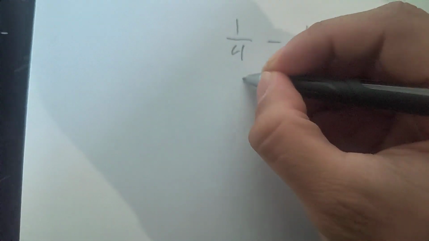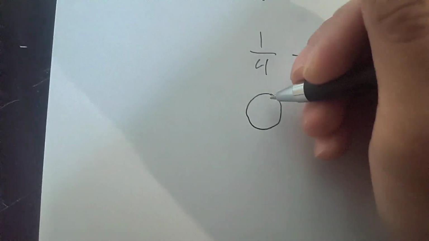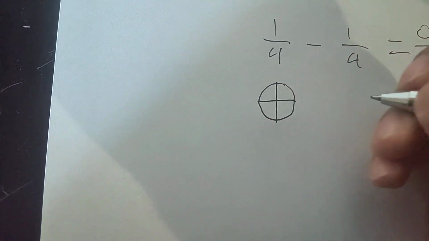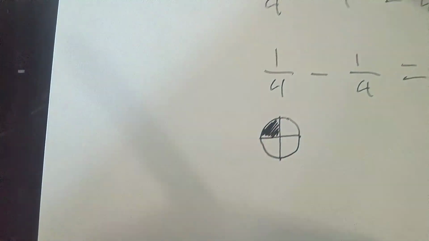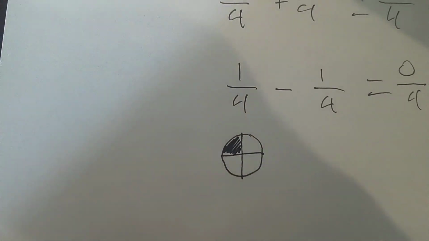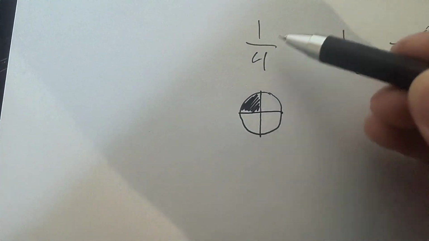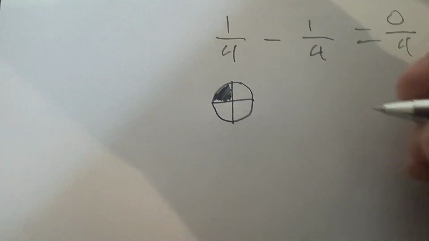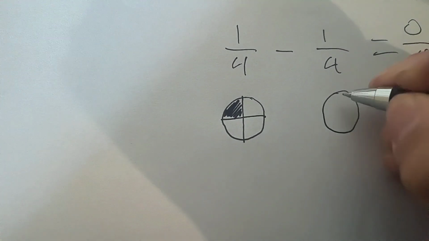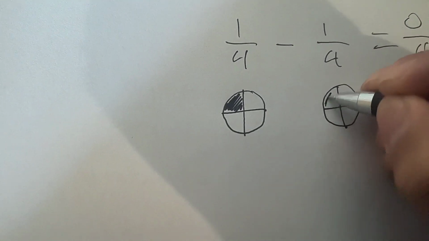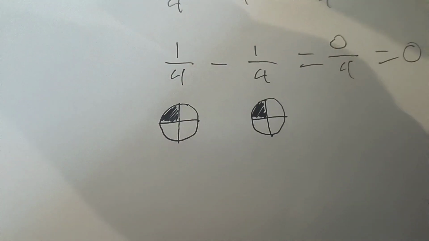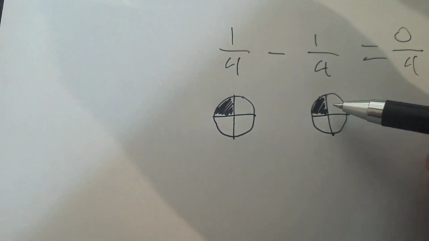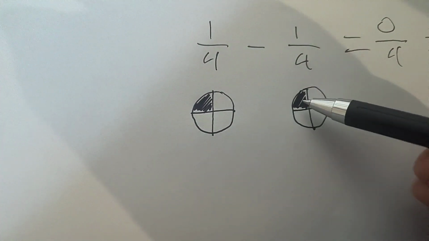And the reason this is, again, if we look at it, we draw a circle, we split it up into 4 pieces. That's what this fraction represents. This fraction represents that one piece that we colored in, 1 out of 4 pieces colored in. Same thing with this one. This fraction represents 1 out of 4 pieces colored in, and we're subtracting that 1 out of 4 from that 1 out of 4.